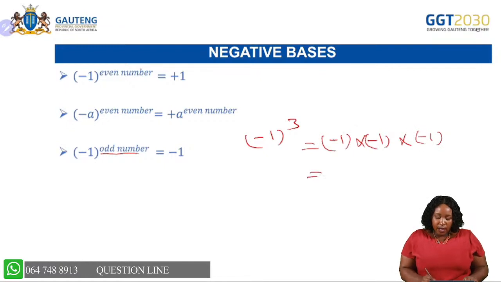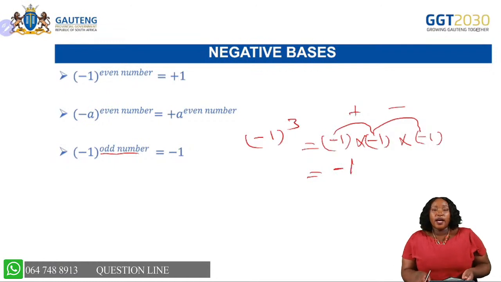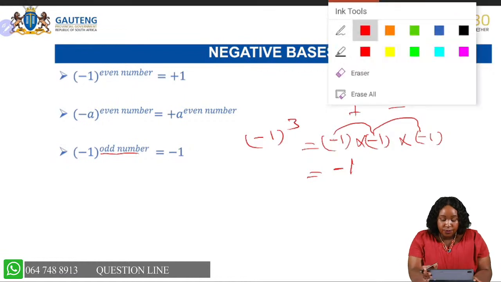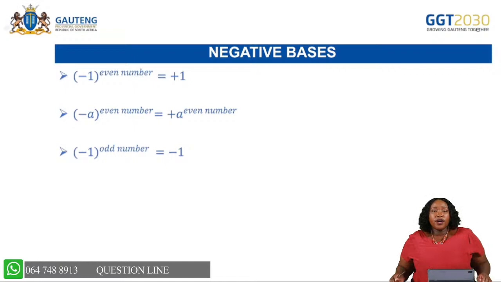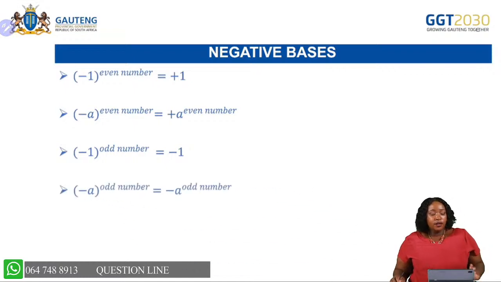So here we are multiplying a negative and a negative. This gives us a positive. And then this positive and that one will give us a negative. So here we have a -1. Okay. So now, if it was any other integer a that is not 0, what would you have here? You'd have -a raised to an odd number, and your answer will also be negative, okay?